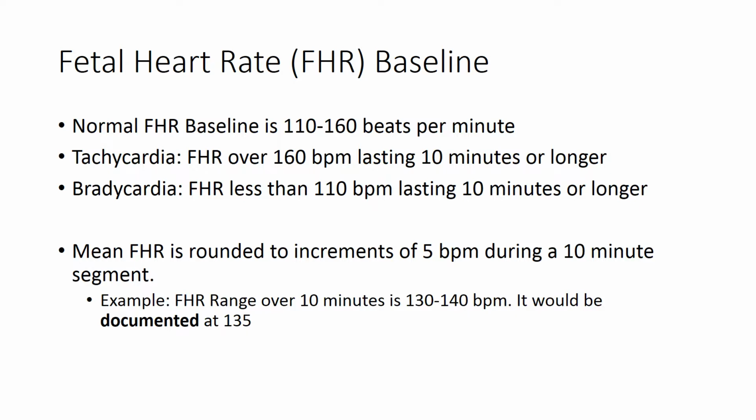So the mean fetal heart rate is rounded to increments of 5 beats per minute during a 10-minute segment. That sounds a little confusing, but as an example, if the fetal heart rate range over a 10-minute period in between contractions is 130 to 140 beats per minute, we would document it as 135. So you're taking the average in increments of 5 and documenting that, as opposed to years ago when we used to document it as a range.